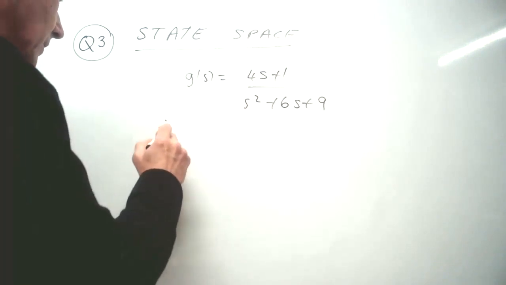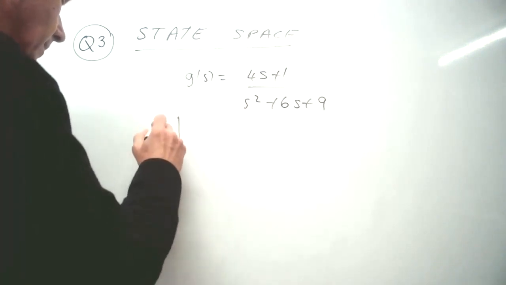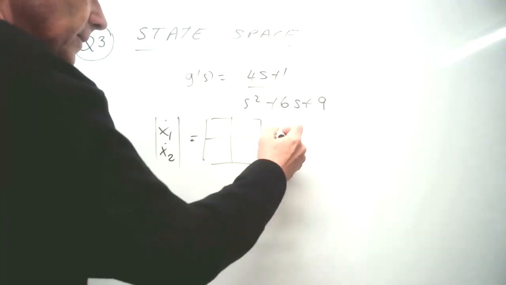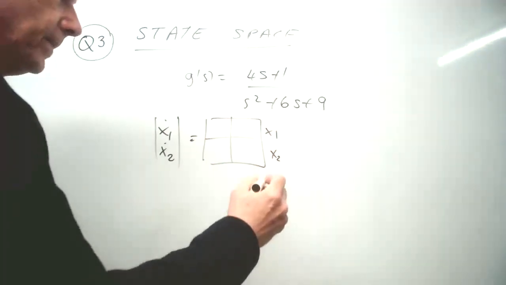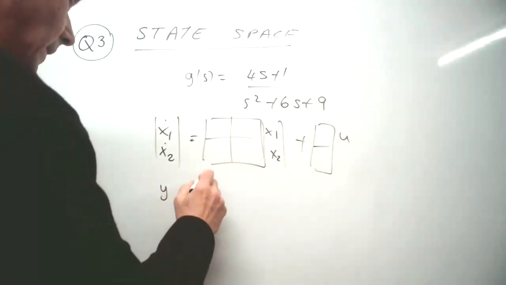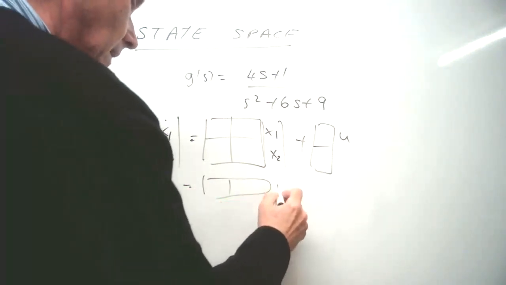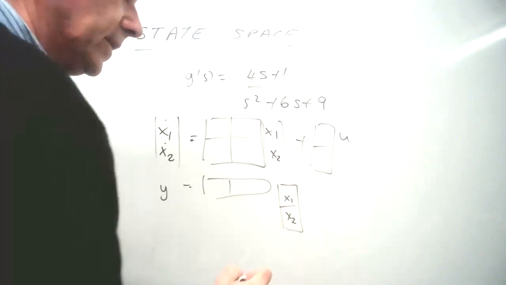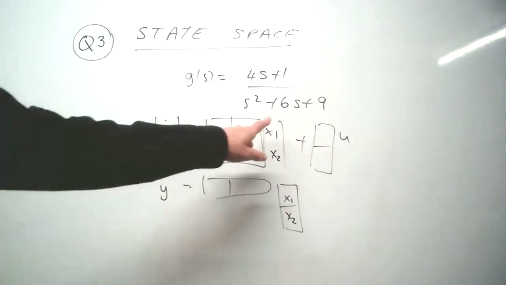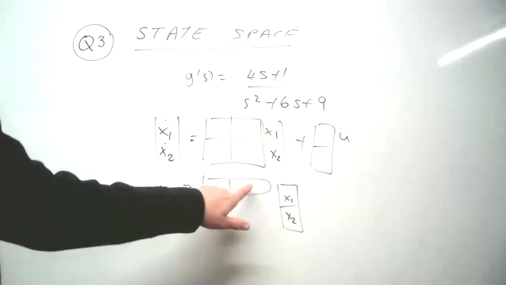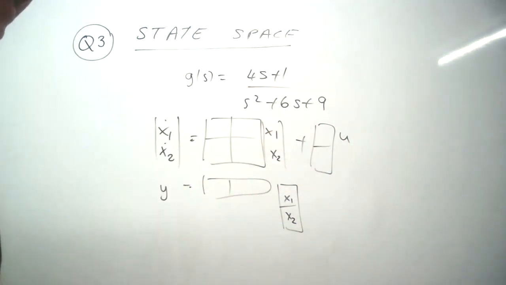So you're going to have x1 dot, x2 dot, and it'll be a matrix like this, times x1, x2, plus something times u, and y equals something times x1, x2. So this is called a state space arrangement. This is called the A matrix. It's called the B, and this is called the C.